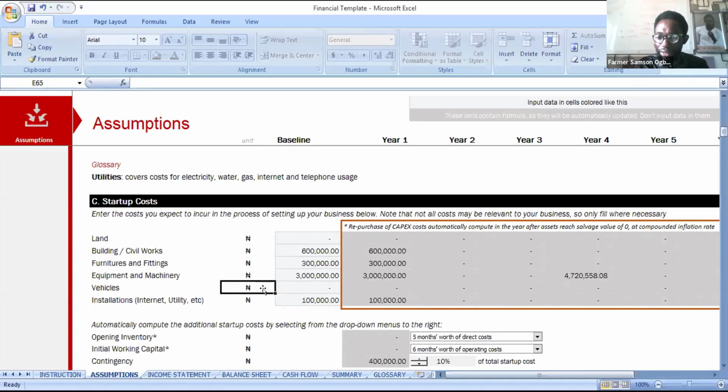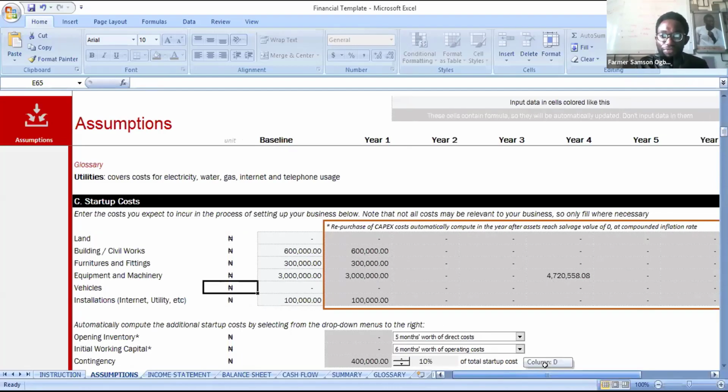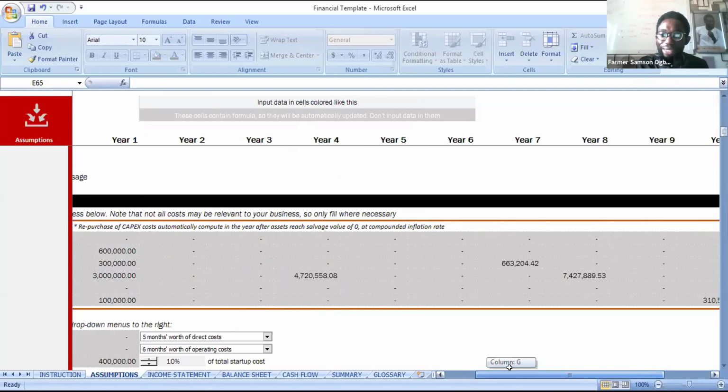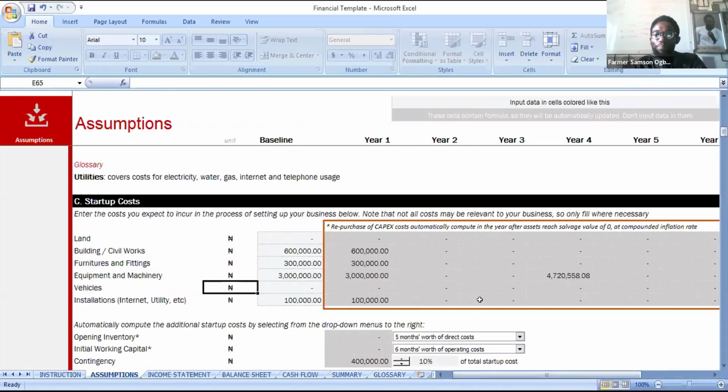So let me try to minimize this. Now, take note that as you fill, it has automatically reflected this in your year one by default. Now, it is already automatically telling you that in your year 4, there is a need to reinvest in your equipment, 4.7 million. You don't need to fill all these parts. It is telling you how your asset needs to be replaced, because after 4 years from your baseline, we assume that the asset has depreciated.